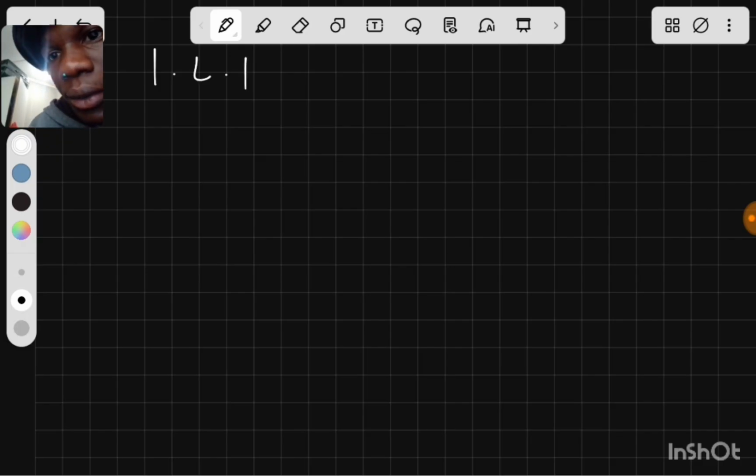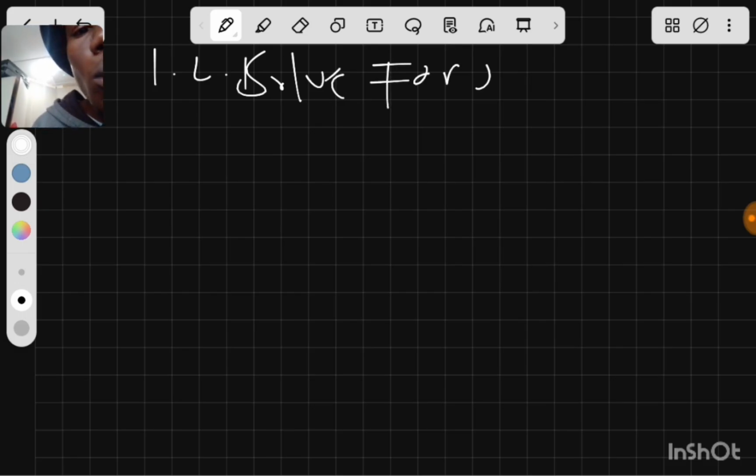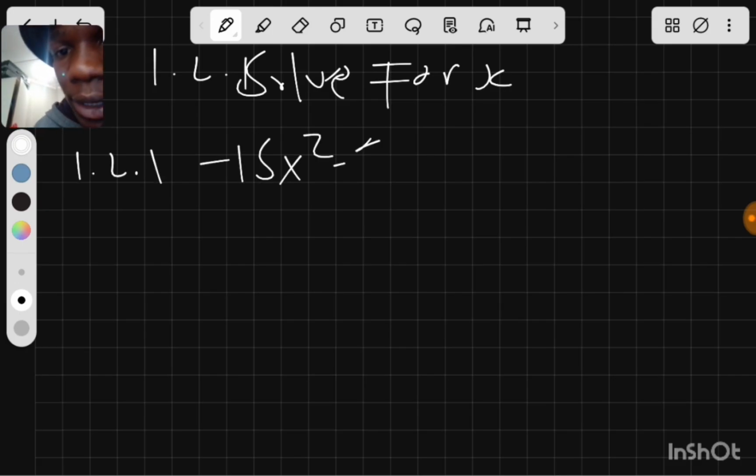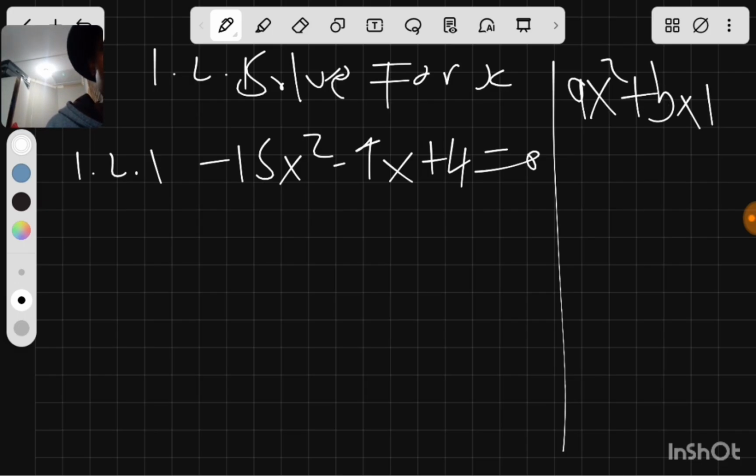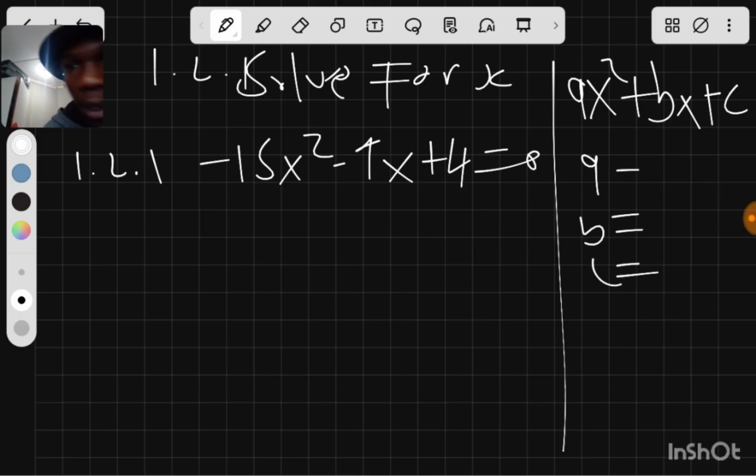In 1.2.1 we are given negative 15x squared minus 9x plus 4 is equal to 0. So here we have a quadratic equation, ax squared plus bx plus c, and we need to find a, b, and c from what we are given. If you check, our a is minus 15, our b is minus 9, and our c is 4.